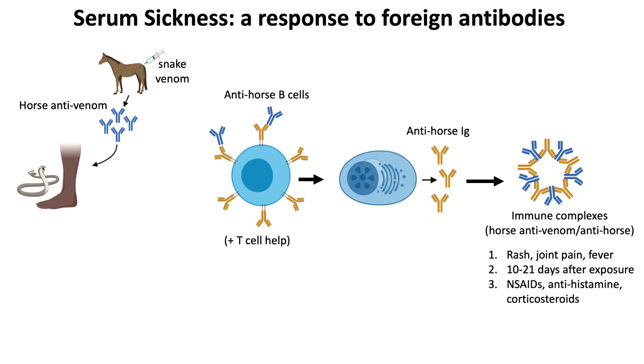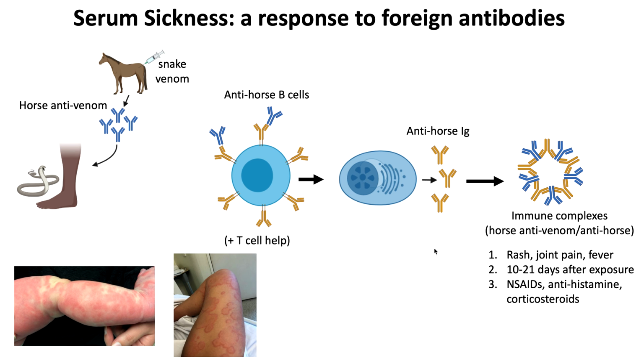There's a number of ways to treat this besides not injecting any more horse antibodies into the patient. NSAIDs and antihistamines and corticosteroids could all potentially be helpful. And this is a very painful experience, per my understanding. I've shown a couple of pictures of the type of rashes that are induced during serum sickness. And there are other substances that can also induce serum sickness, certain non-human monoclonal antibodies, as well as antithymocyte globulin.